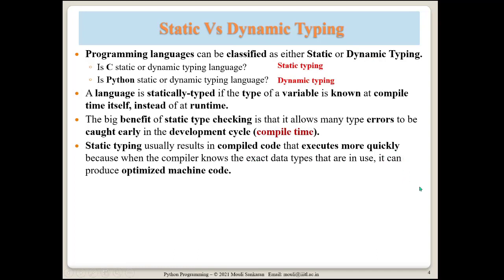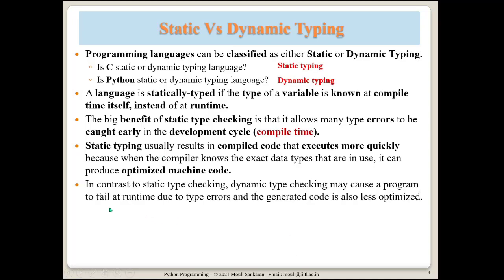That's what I meant by giving you some example of why it is more efficient when you have static typing languages like C, which performs better in terms of execution time and memory, compared to languages like Python, which is a dynamic typing language. Because when the compiler knows the exact data types in use, it can produce optimized machine code. When I say machine code, it's assembly instructions of the CPU on which this C program is going to be running. In contrast to static type checking, dynamic type checking may cause a program to fail at runtime.